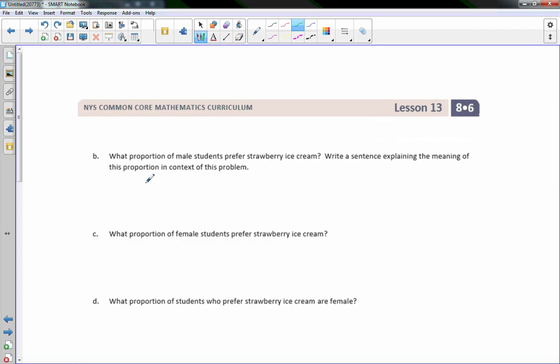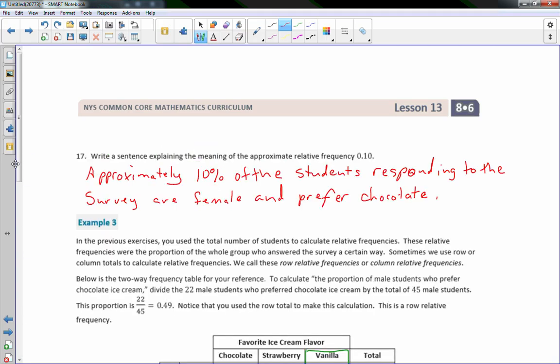Okay, number 20. What proportion of male students prefer strawberry? The proportion of male students is my denominator, and those that prefer strawberry is my numerator. So I need to go back and see how many male students there are.